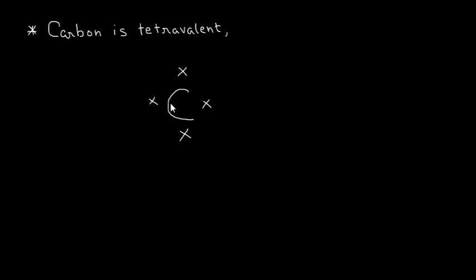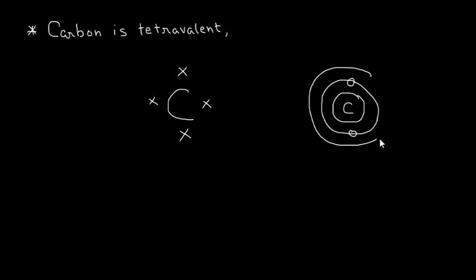If we go for the structure of carbon, this is the nucleus of carbon, this is the K shell which contains 2 electrons, and this is the L shell which contains 4 electrons. There are other elements also which form covalent bonds, for example hydrogen, oxygen, nitrogen, chlorine, by sharing electrons.